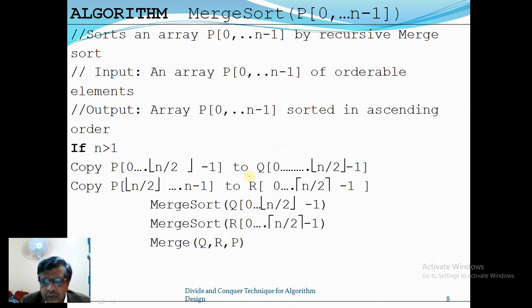Copy it to Q, this is a new empty array, Q 0 to floor of n by 2 minus 1. And the remaining elements, starting from floor of n by 2 to n minus 1, will be poured to another empty array named R 0 to ceiling of n by 2 minus 1. Merge sort will be called now. Same thing is called.